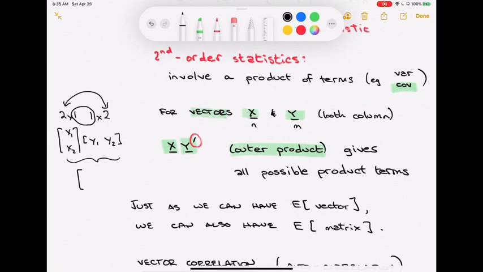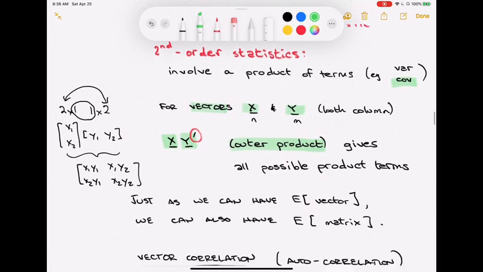If I continue this example, what do I get? I would get x1 y1, x1 y2, x2 y1, and x2 y2. Those are all the possible cross products we can think of between x and y. So we will be looking at these second order statistics using cross products, basically. It could be a cross product between x and y. It could also be a cross product between x and itself. That would give me things like x squared, or x1 x2, the correlation between a vector with itself.